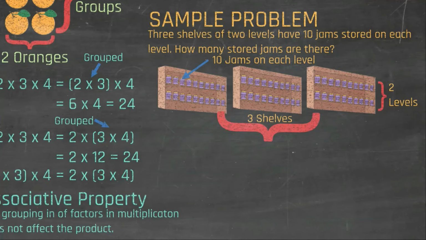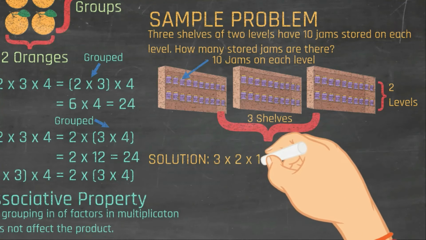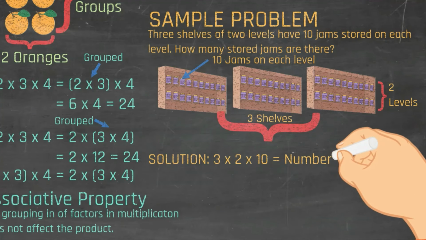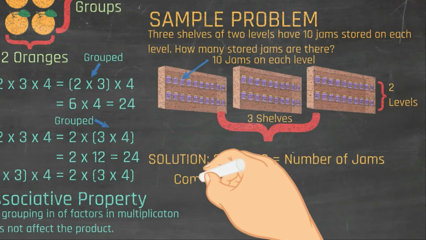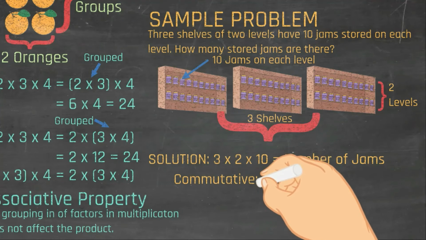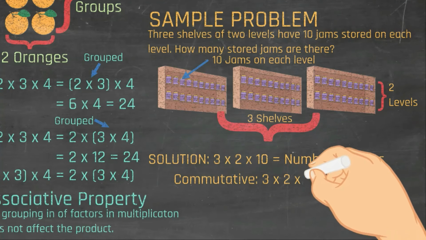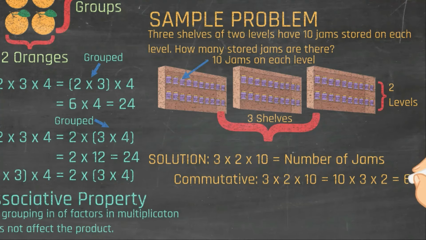This example can be solved in multiple ways depending on what you think is easier. But in the meantime, let's solve using the properties of multiplication. The solution therefore is 3 times 2 times 10 is equal to the number of jams. Or applying the commutative property, 3 times 2 times 10 equals 10 times 3 times 2. And both are equal to 60.